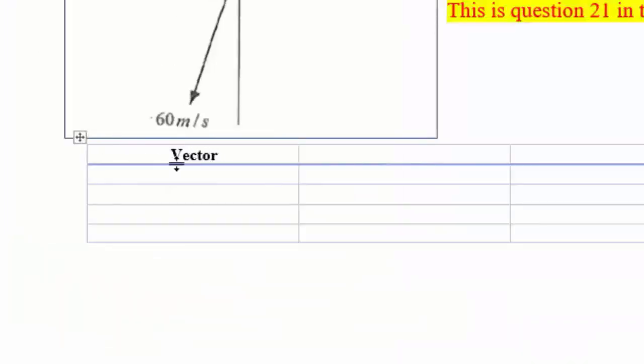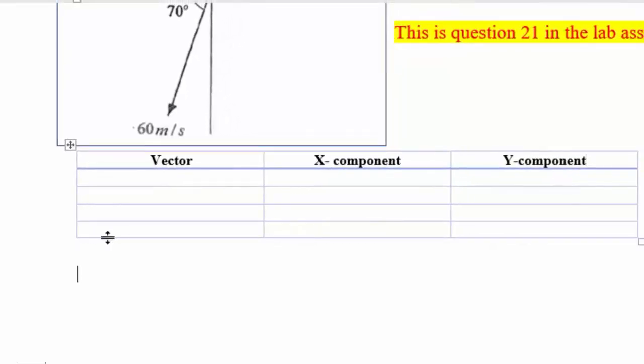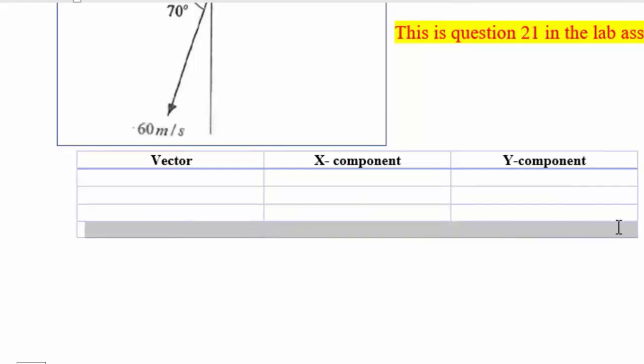In the first column, we'll include each vector's magnitude and direction. In the second column, we'll resolve each vector into its x component, and in the third column we'll resolve each vector into its y component. In the last column here, this will be the sum of the three vectors. So we'll get the x component of the resultant vector and the y component of the resultant vector.